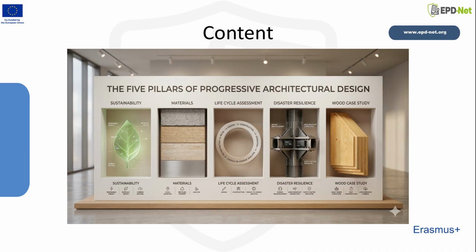Fourth, we will discuss performance and durability criteria in material selection, especially in relation to disaster resilience. Finally, we will examine the impact of material decisions on sustainable architectural design through the example of wood. Wood is a useful case study because it is renewable, carbon storing, structurally efficient, visually expressive, and technically complex. Throughout the lecture, the main idea is that no material is automatically sustainable. Sustainability depends on context, sourcing, design, detailing, and maintenance.